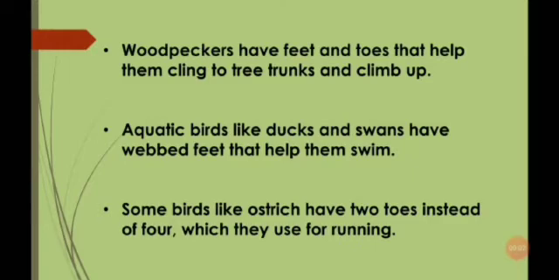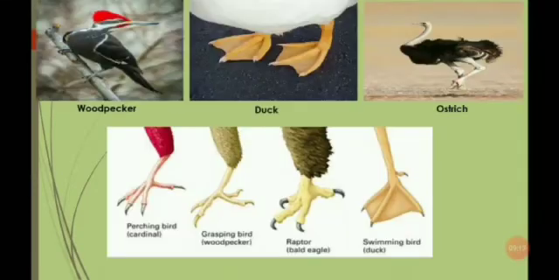The last one is running birds. Some birds cannot fly, like ostrich and kiwi, so they have 2 toes instead of 4. Their feet are so strong, which helps them in running. Here some pictures are given. You can see the feet of woodpecker, duck and ostrich.